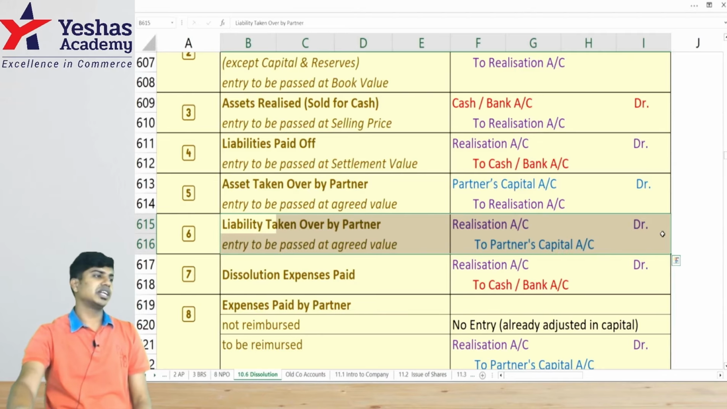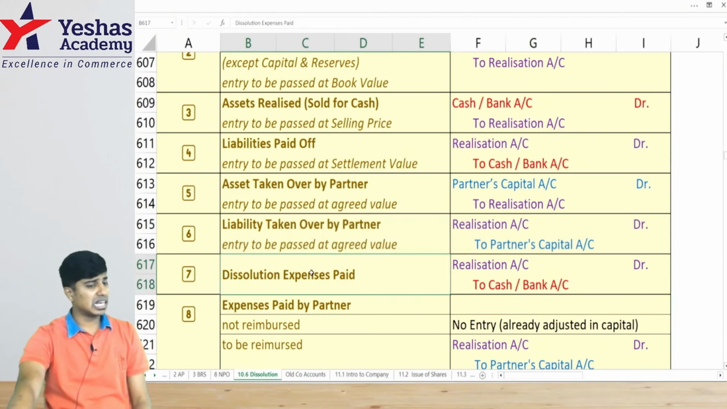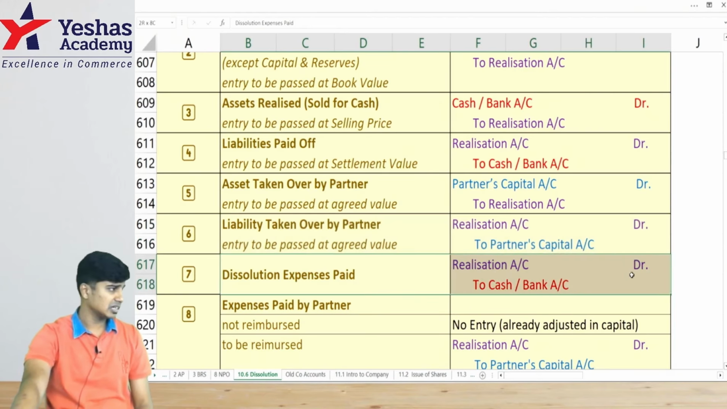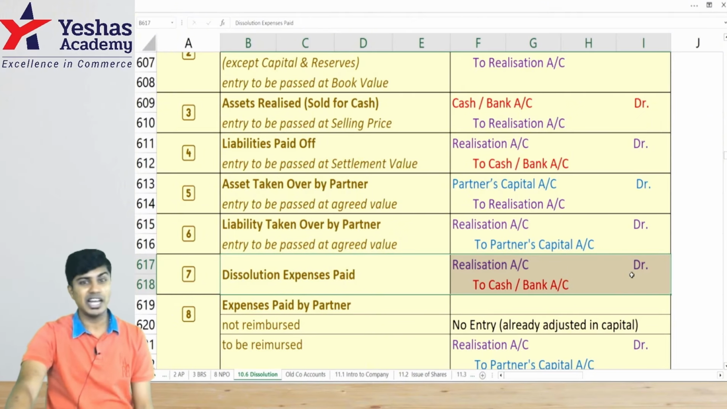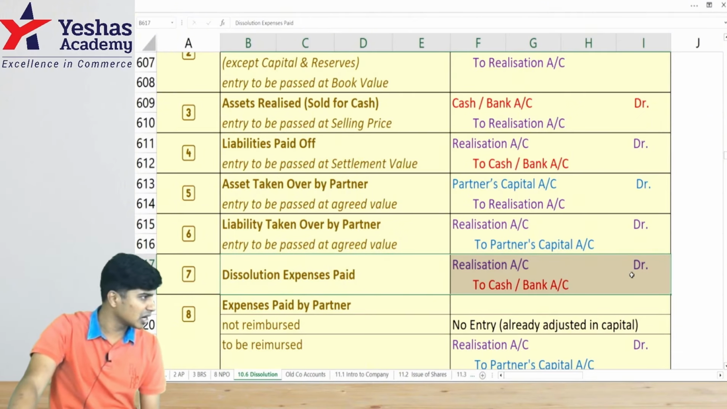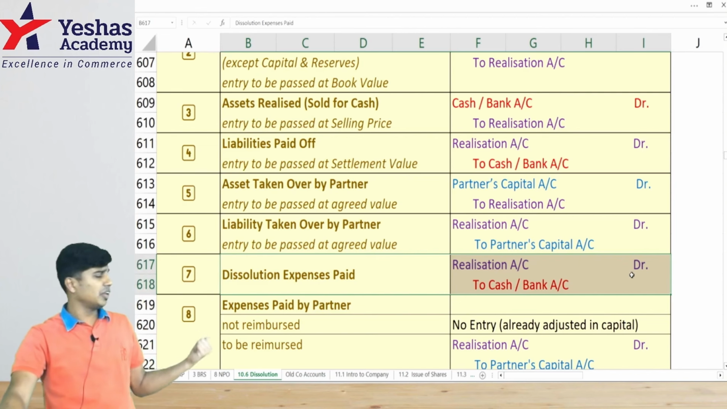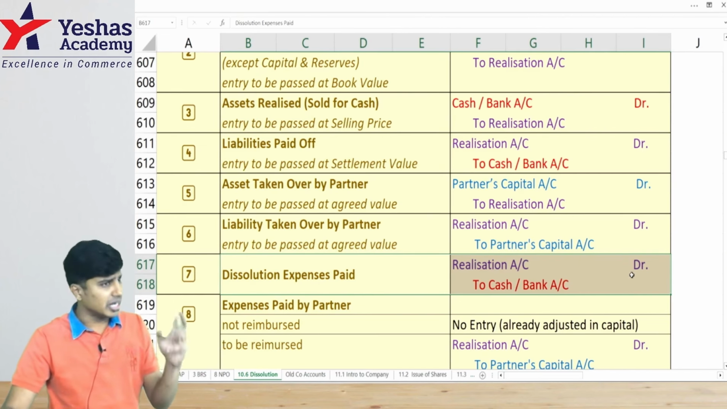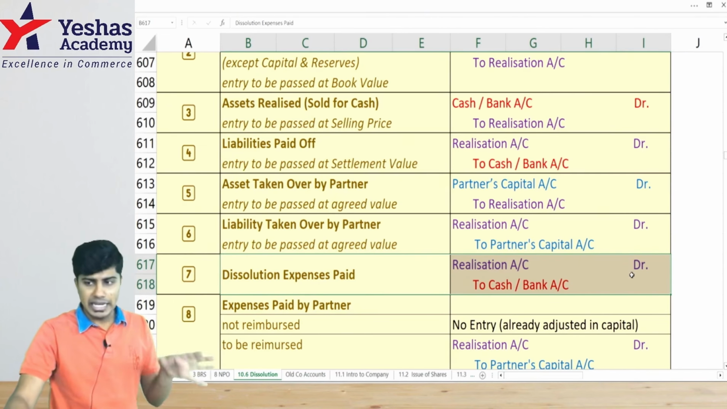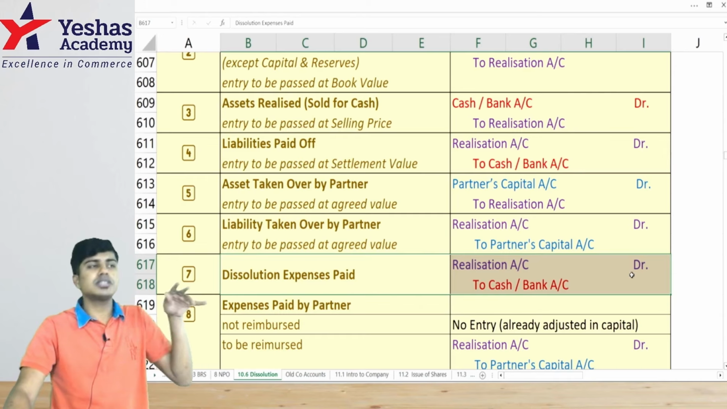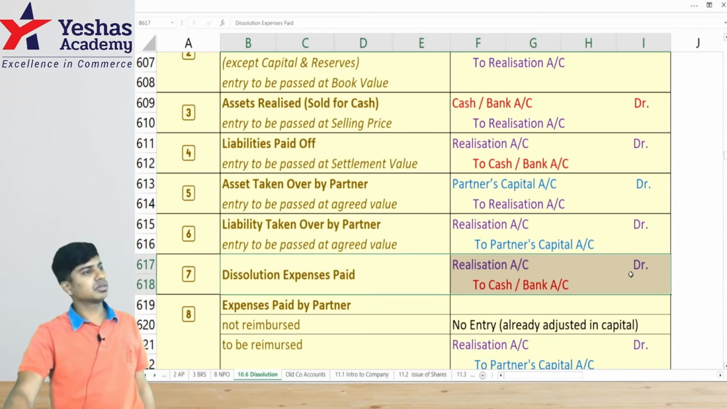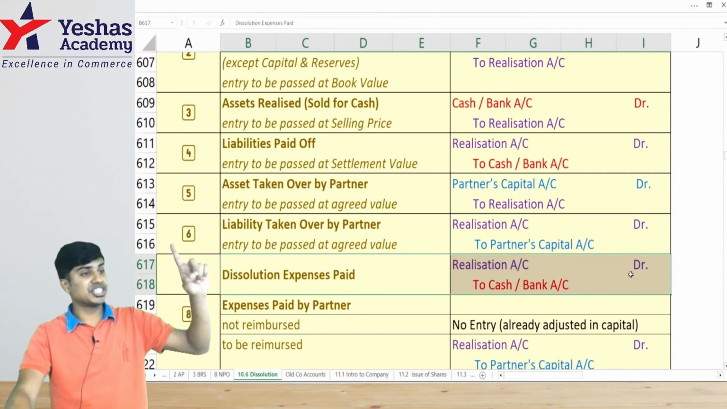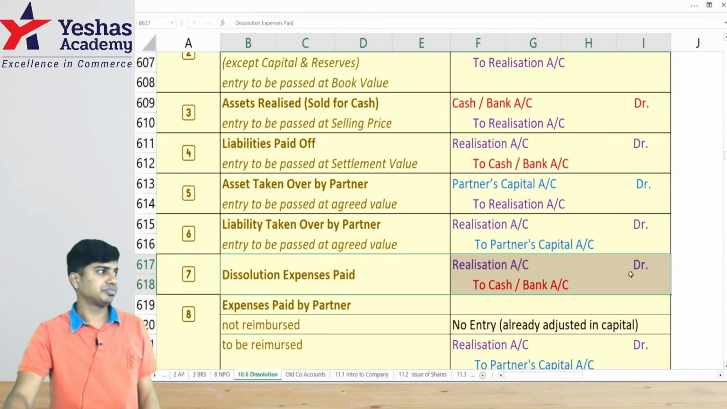Then dissolution expenses. To sell assets, to settle liabilities, it might not be an easy task. We might have to incur some expenses: brokerage, stamp duty, transportation, legal paperwork, all of that. If we paid any of that, any expense or any income, any profit or any loss arising in the process of dissolution will always be recorded in the realization account. Entry will be realization account debit to cash.